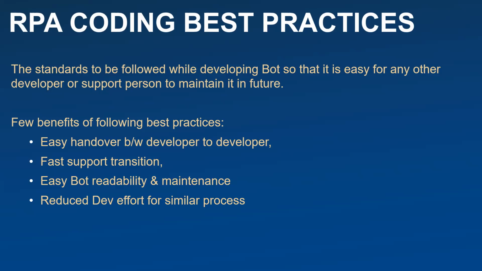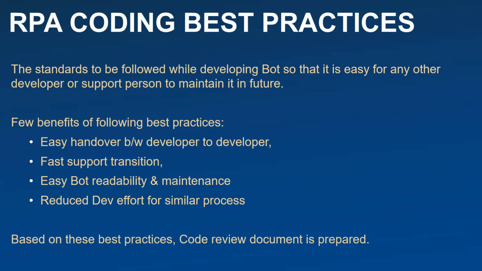So when I say reducing development effort, what it means is that if you are following the same structure and there is a similar process which needs to be developed, you can reuse that entire module or that project itself, making changes to the structure to speed up your development timelines. And based on these best practices, the code review document is prepared. We'll discuss the code review document in detail, but for now, let's understand why these coding best practices exist and what they revolve around.